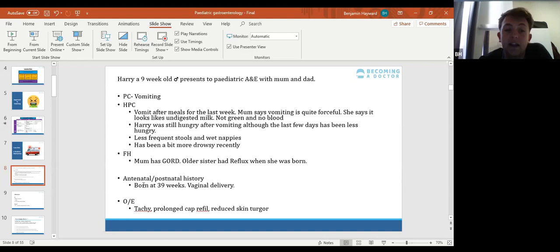So normal anatomy, postnatal history, and then on examination they're tachycardic, they've got a prolonged CRT, and they have reduced skin turgor as well. So in terms of differentials, have a think about what it could be, bearing in mind the structure we've come up with, so the age group and your GI and non-GI causes, and try and have a think, does this child have any sort of red flags? I'll just give you a little bit of time to think about that.